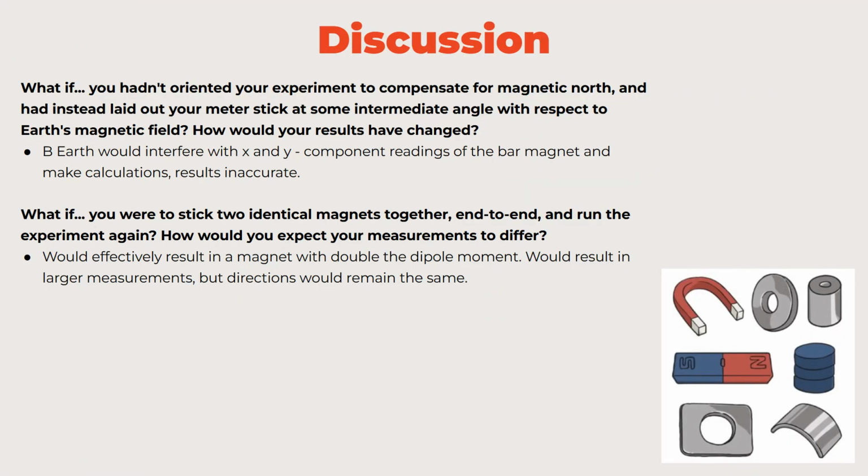If we hadn't oriented our experiment properly, B Earth would interfere with our X and Y component readings and make our results inaccurate. If we were to stick 2 identical magnets together and repeat the experiment, this would effectively result in a magnet with double the dipole moment, and this would result in larger measurements, but overall our directions would remain the same.